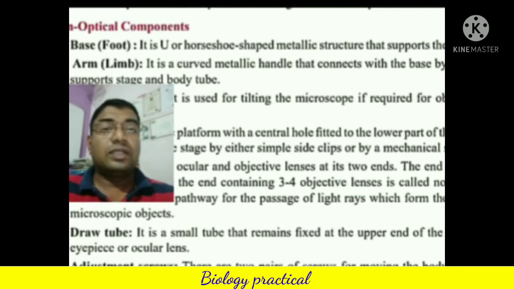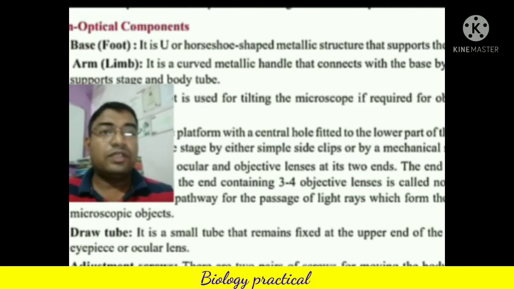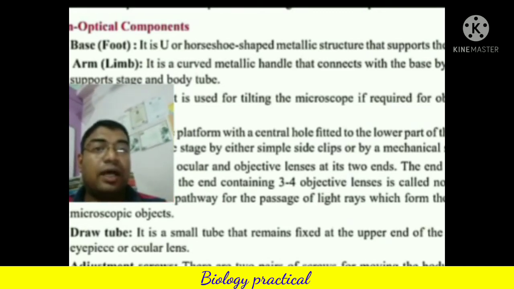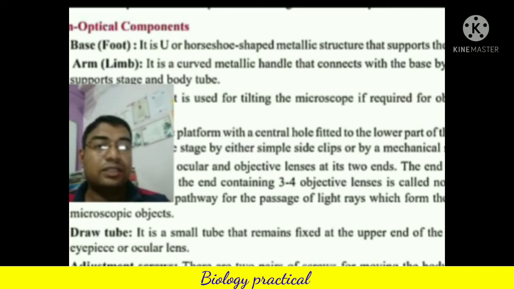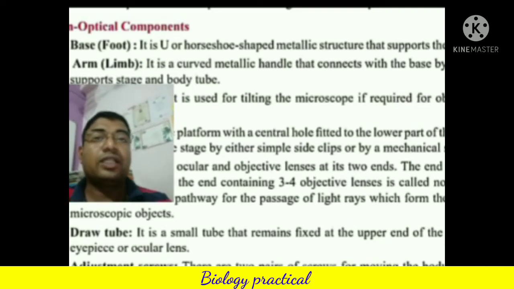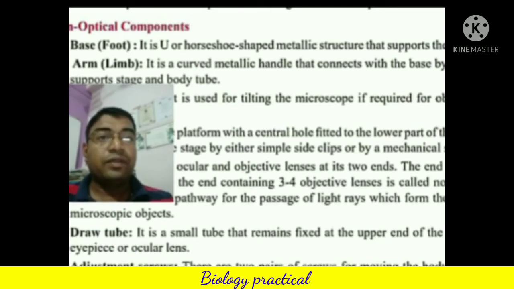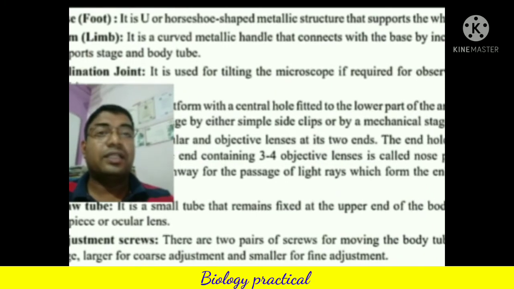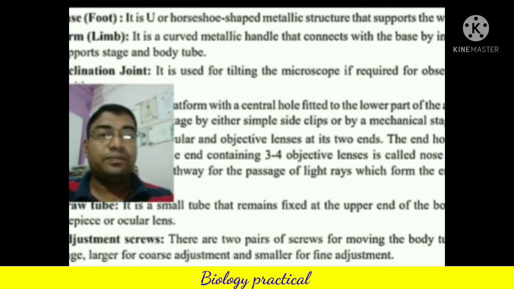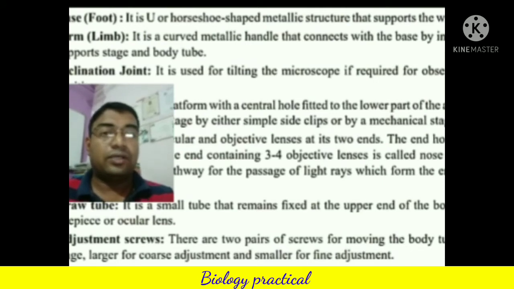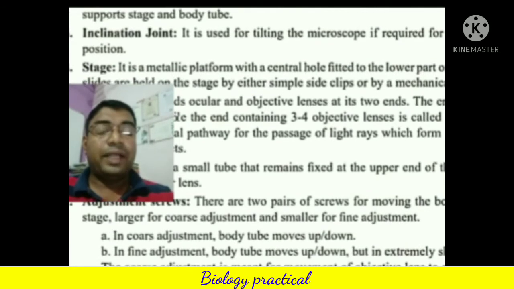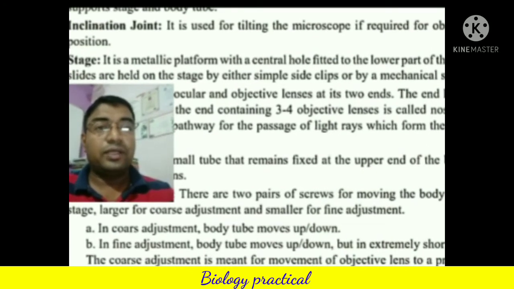So let us move towards the non-optical components. Non-optical means not related to the optics. The lens will be under the optics, but other than that, the hardware, or in a simple way the body, is included in the non-optical components. The base, which is horseshoe shaped, and the arm, a curved metallic handle which connects the base by the inclination joint and supports the stage and the body. The inclination joint is used for tilting the microscope. That means it can be tilted in the direction needed for getting the maximum light, which is used for the practicals for observing minute microscopic objects.